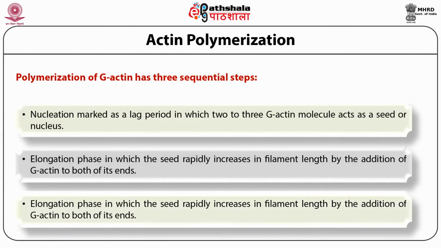The third is the equilibration phase or steady state, in which growth of F-actin precisely balances the dissociation of monomers from the F-actin. That means the number of actin monomers attached to the F-actin and the number of G-actin dissociated from the F-actin remain equivalent. So that is where the steady state of the length of the filament is maintained.